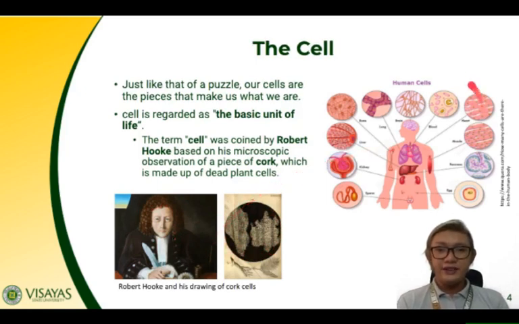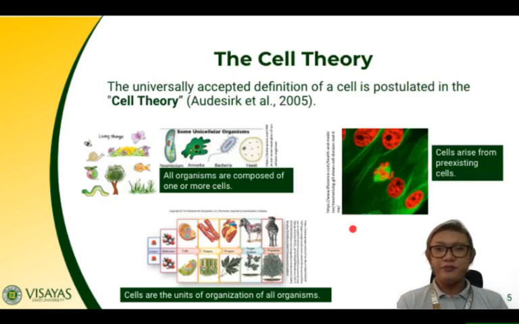So if you notice here, an example of a living organism is a human, and humans are made up of these different types of cells. That's why the cell is regarded as the basic unit of life. Now, the universally accepted definition of a cell is postulated in the cell theory, or more commonly, the modern cell theory.